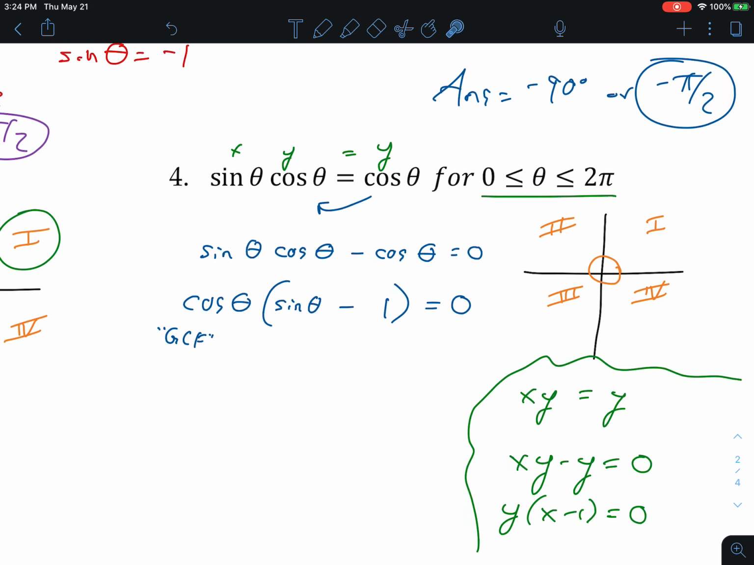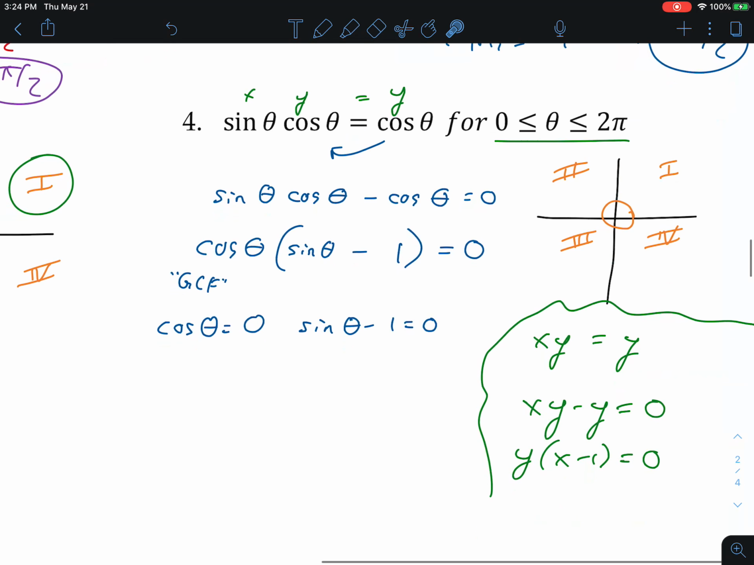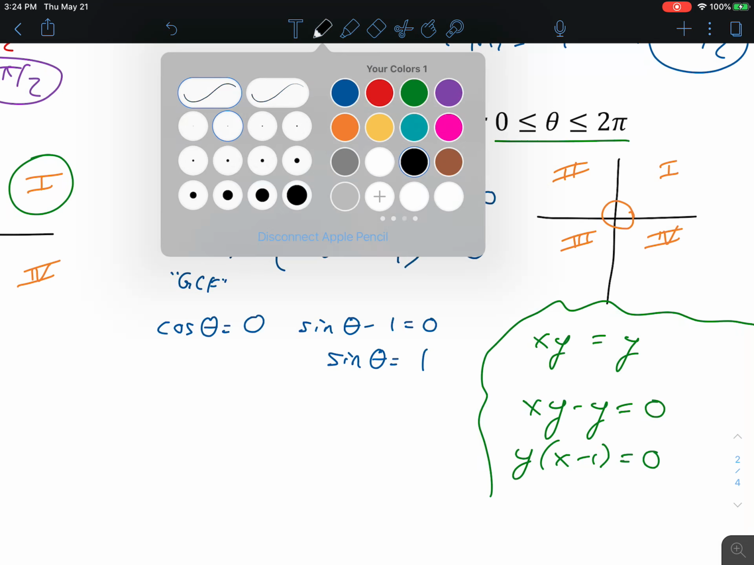Okay, so now you look at this and you say, well, now what? Technically, I can set each of these equal to 0. I've technically factored this. I factored this into two things that multiply and give me 0. So based on my zero product property, I can set each of them equal to 0 to solve. Okay, so now when is cosine 0 and when is sine 1?